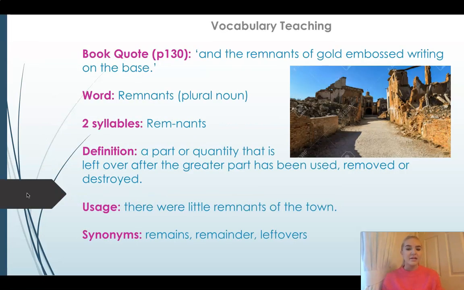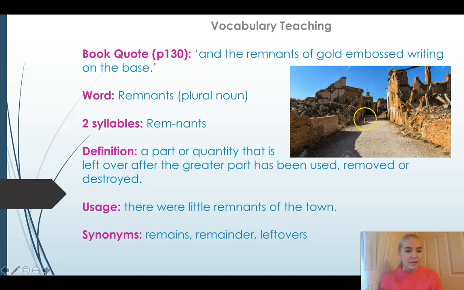Now today's lesson we are going to be introducing you to the word remnants, and this is based on the book in the quote, and the remnants of gold embossed writing on the base. Now remnants is a noun, it's a plural noun because it's got that S on the end of it, meaning that there's more than one of them. And it's only a 2-syllable word. So we could say remnants, and that would be our word.